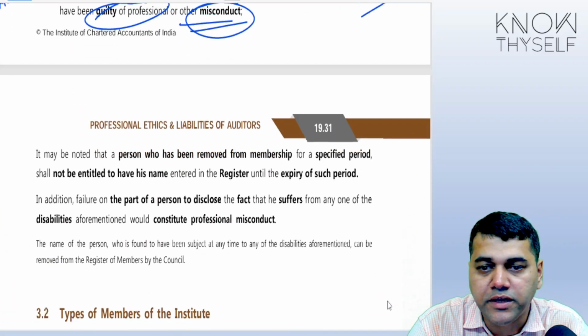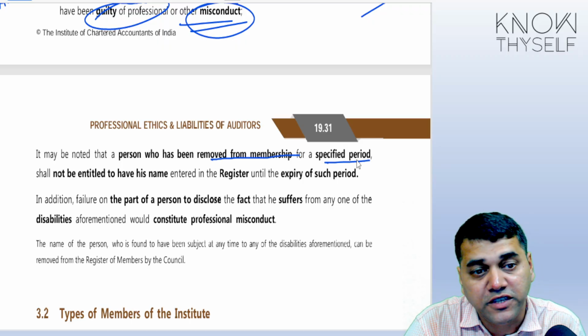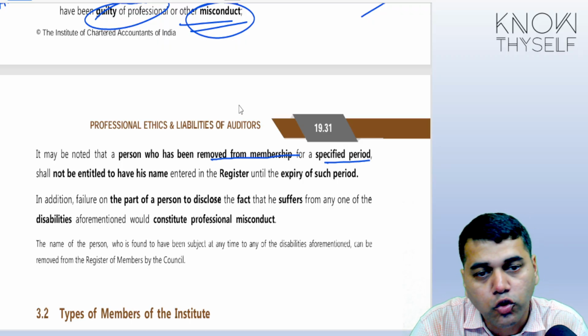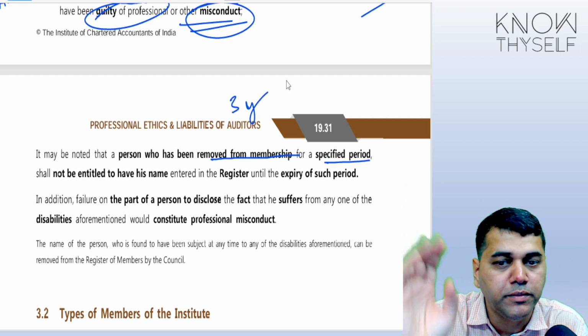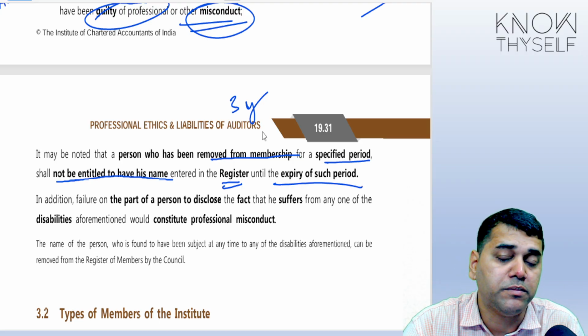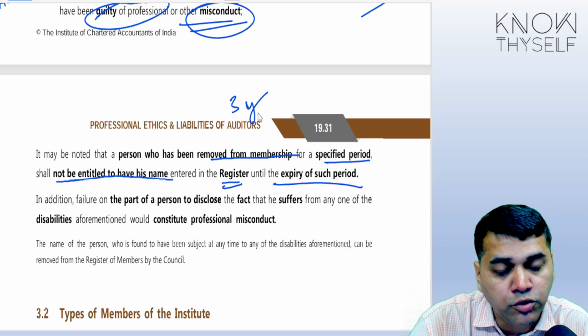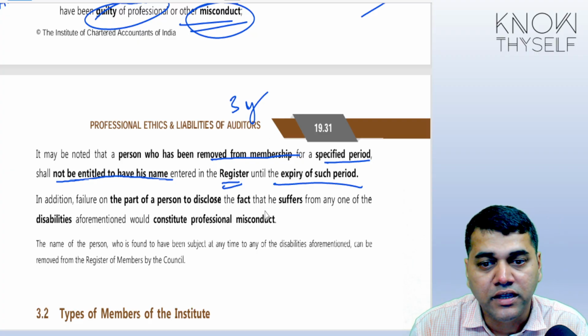This is called disability. It can be noted that a person who has been removed from the membership for a specified period, for example, the court gives an order that for the next 3 years your membership will be removed, shall not be entitled to have his name entered in the register until the expiry of such period. That means if the court has given an order for 3 years, you will be removed for 3 years. Only after that expiry can you re-enter your name.